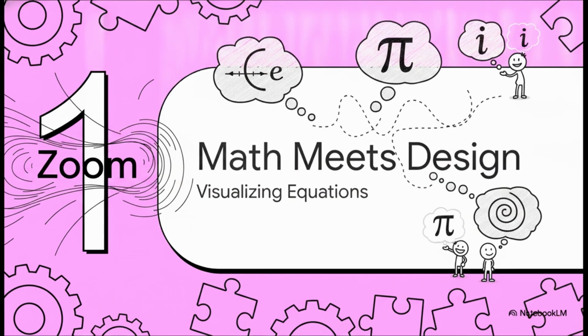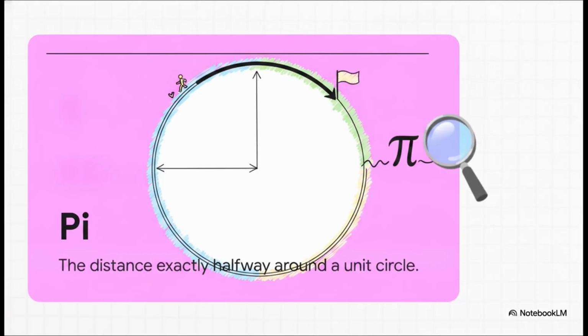Section 1. Math meets visual design. All right, so to understand the famous equation involving Euler's number, i, and pi, we can't just stare at a jumble of abstract symbols on a page. We really need to treat them as characters in a story. So let's meet our cast.